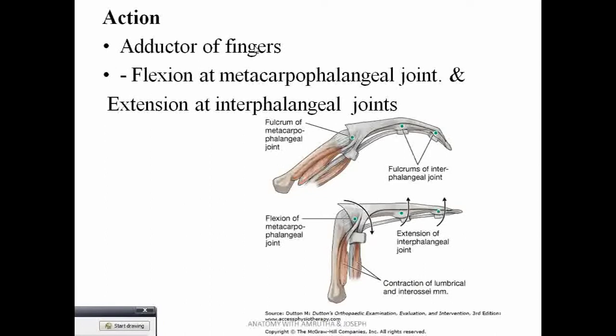Now action, it causes adduction of the fingers, and another action is flexion at metacarpophalangeal joint and extension at interphalangeal joint. Again, this is a saluting action. This action is also done by the lumbricals.